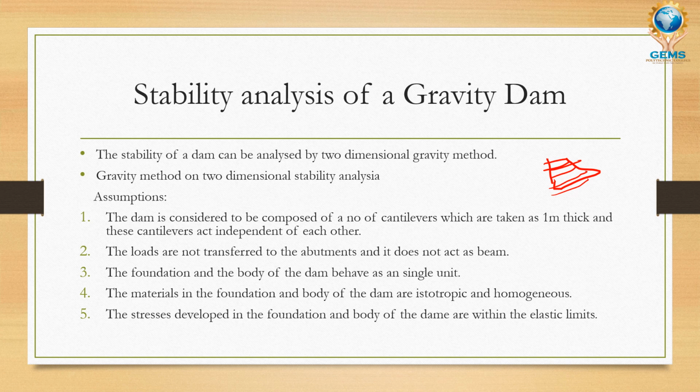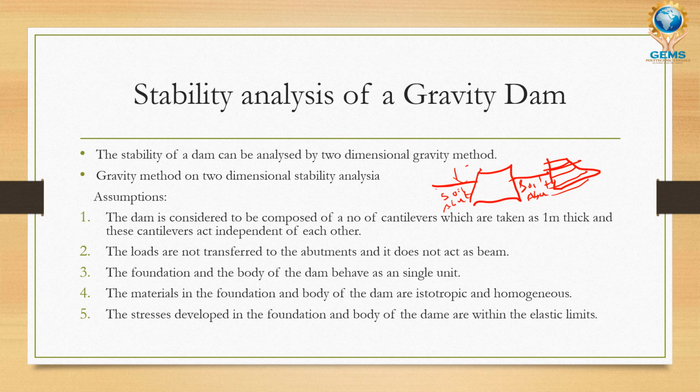If you consider this dam in a front view, these are the abutments. These are soil abutments. These soil abutments will never act as a beam. If a load from upstream, like a vertical load, is acting on this soil berm or soil abutment, it does not support the load, and it does not act as a beam. Then the foundation of the dam behaves as a single unit.